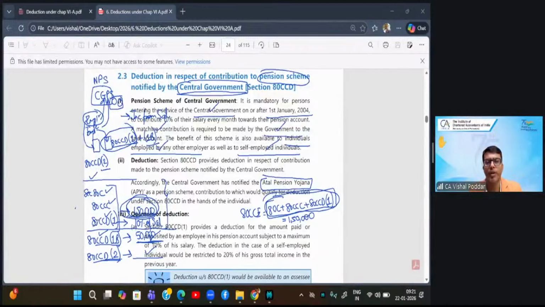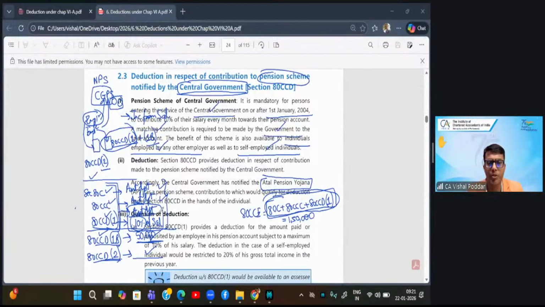So firstly, you compare your contribution, you take it up to 10% of salary here, and whatever amount comes as 10% of salary, you'll write it here. But then you will add all these three amounts, 80C, 80CCC, 80CCD, and then you'll compare it with the overall limit of 1,50,000. So if I write it like this, you take the amount, whatever is deposited, but compare it with 10% of salary because 10% is the limit.